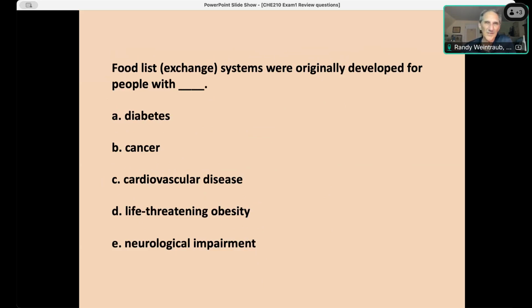Food list, or sometimes called an exchange list, they're developed for diabetes. So they're decreasing or keeping the glucose or sucrose or carbohydrate low, replacing it with more complex carbohydrates that are more slowly released in the bloodstream. We'll learn more about type 1, type 2 diabetes, a very important topic, later on, chapter 9.